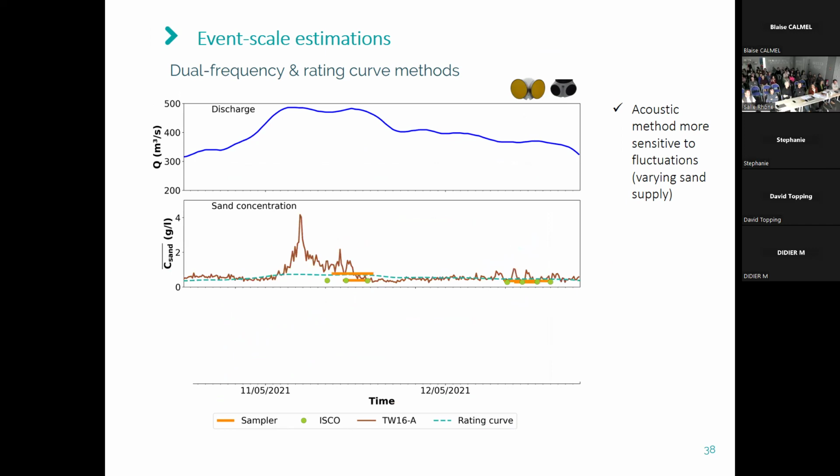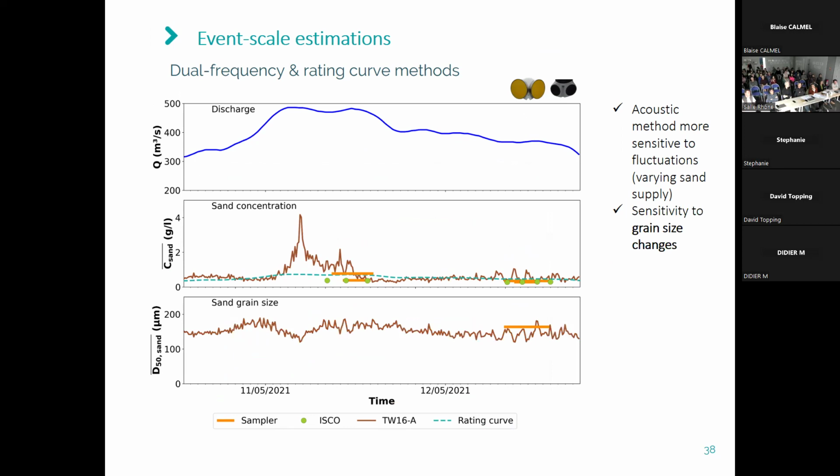And we can see here that the sand concentration acoustically determined by the dual frequency method reaches 4 grams per liter, while the rating curve does not react that much. Similarly, for the grain sizes, we can see that at the moment when the discharge is increasing, we have a slight decrease of the grain size, which also relates to our observation of our samplings, where the sand grain size is decreasing with increasing discharge.